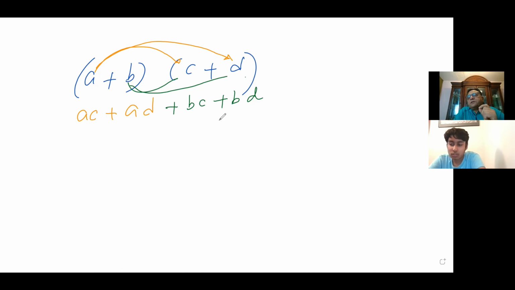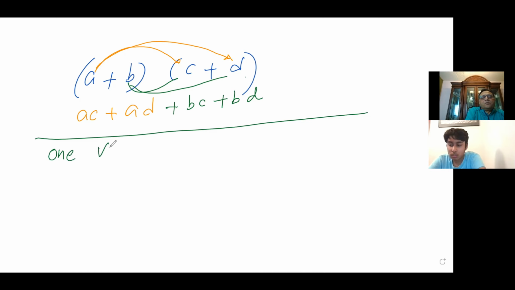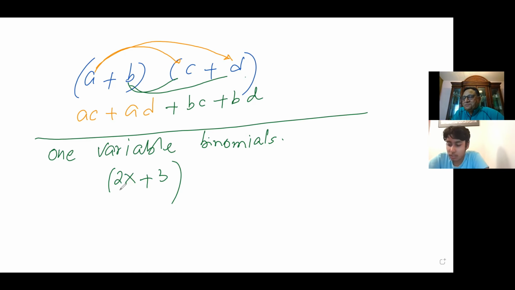Now, let us take special examples where we have a common factor. And now we look into one variable binomials. So when I say one variable binomials, I mean to say, like if I have 2x plus 3, now only variable is x, you get the idea. Yes, sir. And I could here have, let us say, 4x minus 5, correct? So that becomes one variable in both the binomials, correct?